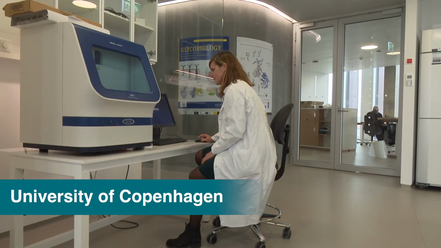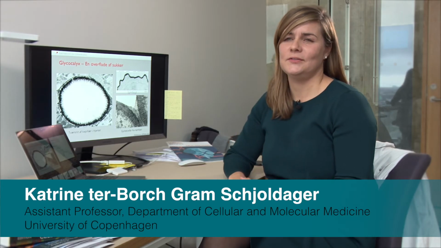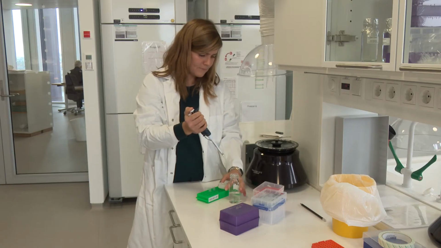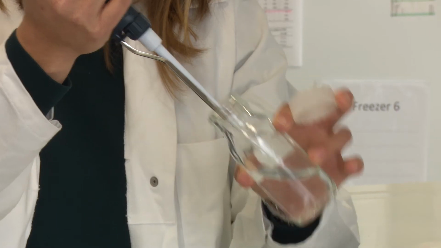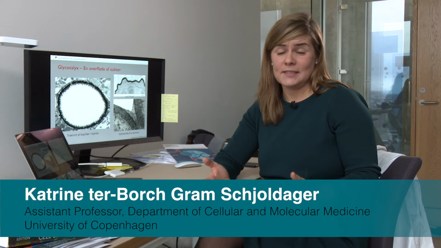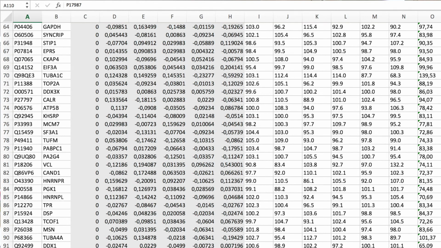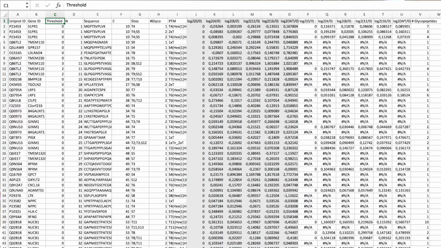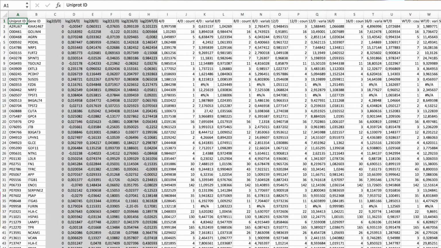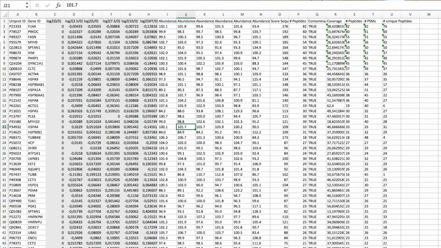At the Copenhagen Center for Glycomics, we study the function of glycans, carbohydrates, sugar molecules in human health and disease. We extract proteins and glycoproteins from cells and animal tissues, and we analyze the proteins by mass spectrometry. This analysis generates large amounts of data, which ultimately gives us a large Excel file with exact protein and peptide sequences and localization of the glycosylation sites.